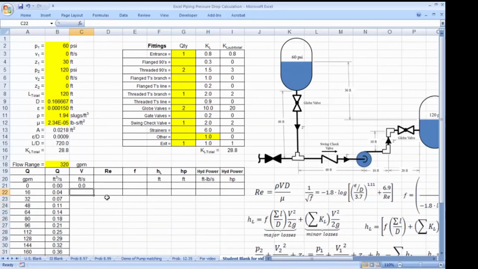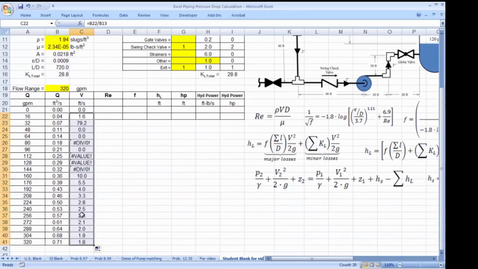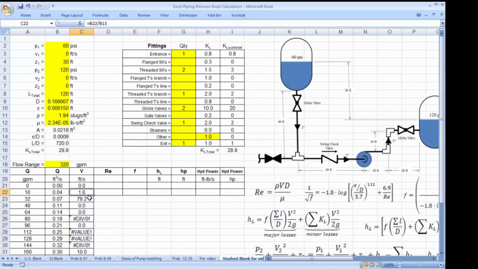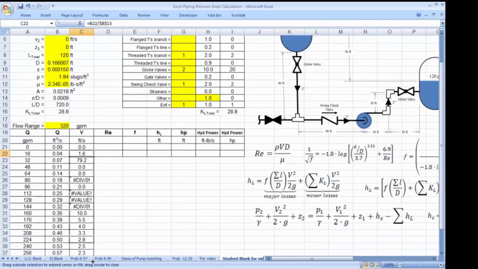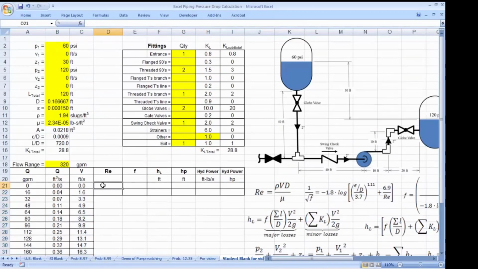All right, now for the velocity, that's just going to be the Q, the flow rate, divided by this area that we have, and so we should get a velocity in feet per second, which we can drag the corner down. Okay, here's a classic mistake that's easy to make: I forgot to hit the F4 button and make that so it's got the double dollar signs on it. Now drag it back down. It's very easy to make that mistake and overlook it.